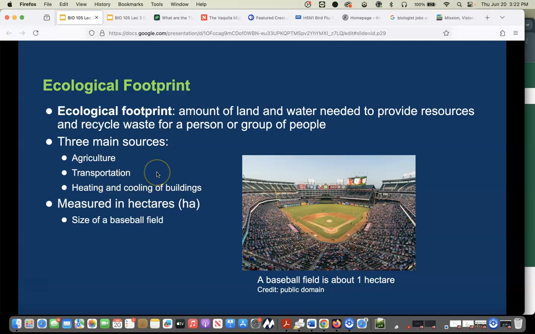And there are three main sources that we consider. We consider agriculture, right? So we need to consider the land and water that is needed to provide the agricultural needs per individual. Also transportation, so the amount of land and water that's needed to provide resources for transportation, and then heating and cooling of buildings. Okay, those are the three main sources.